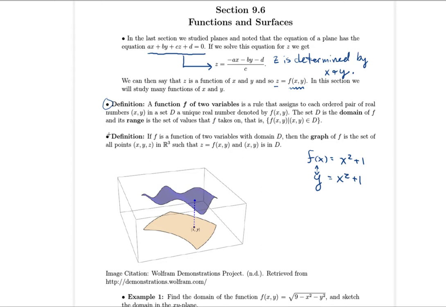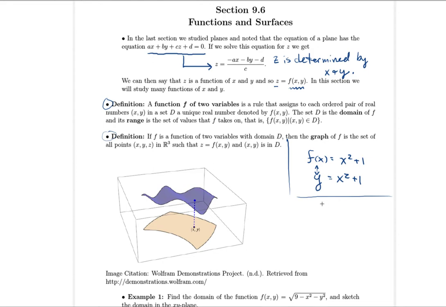And this definition basically is just saying that this function is the z value, right, is what we're saying here. So the graph of f is the set of all points x, y, z, so that z equals f of x, y. Now, in order to really understand what's happening here, let's again go back to functions of just a single variable. Let me use a different one.